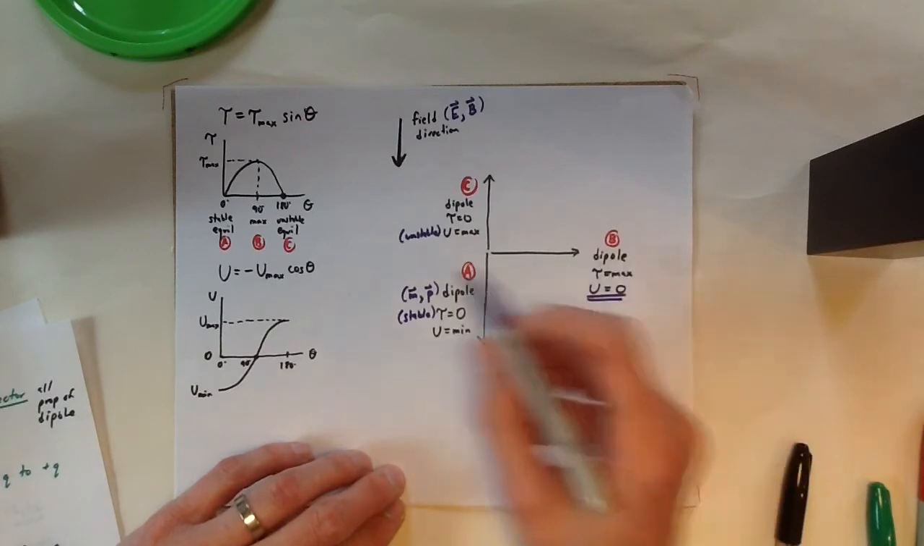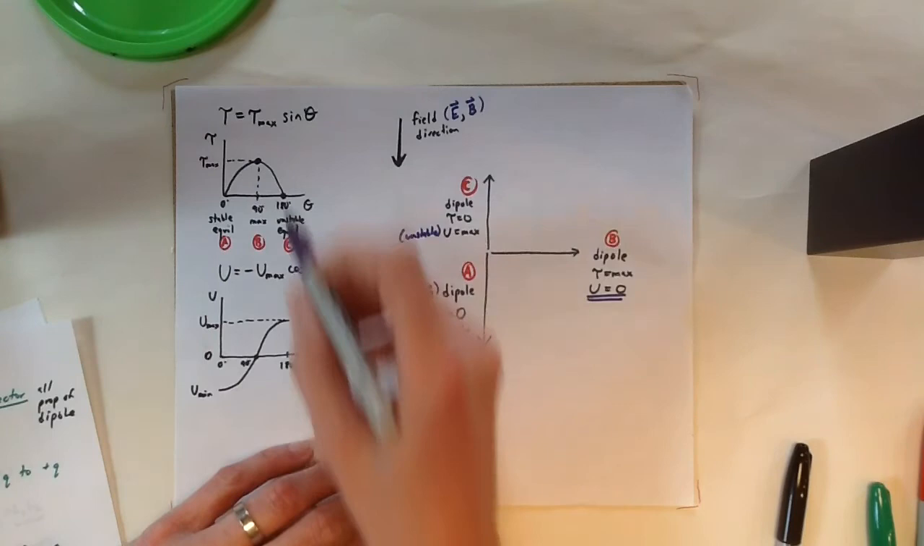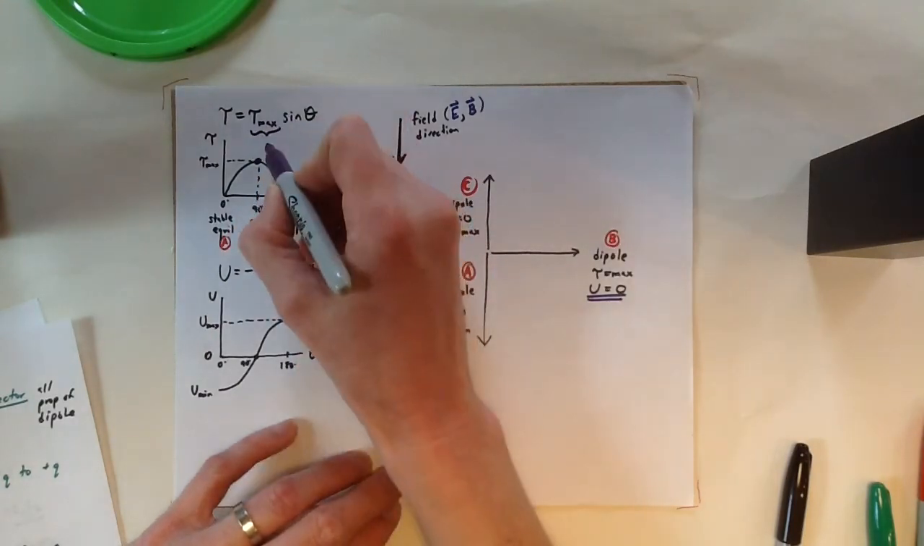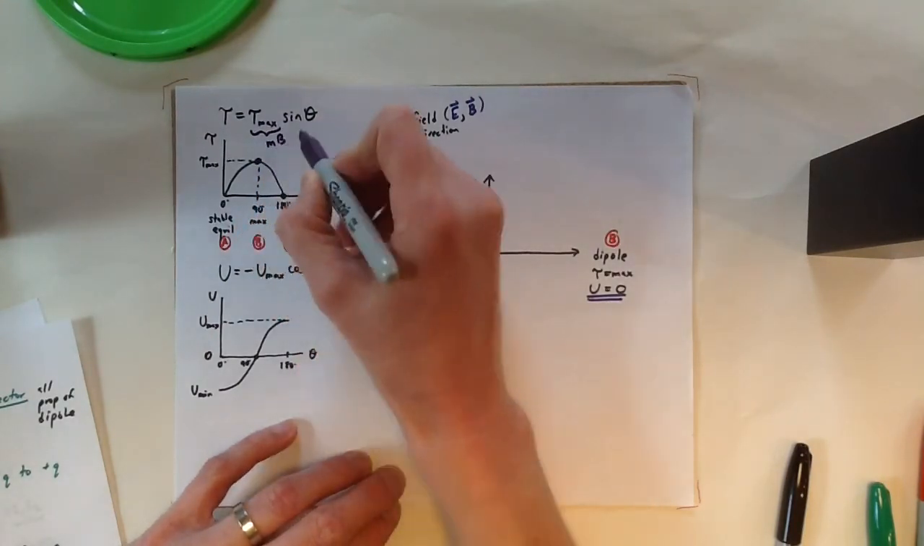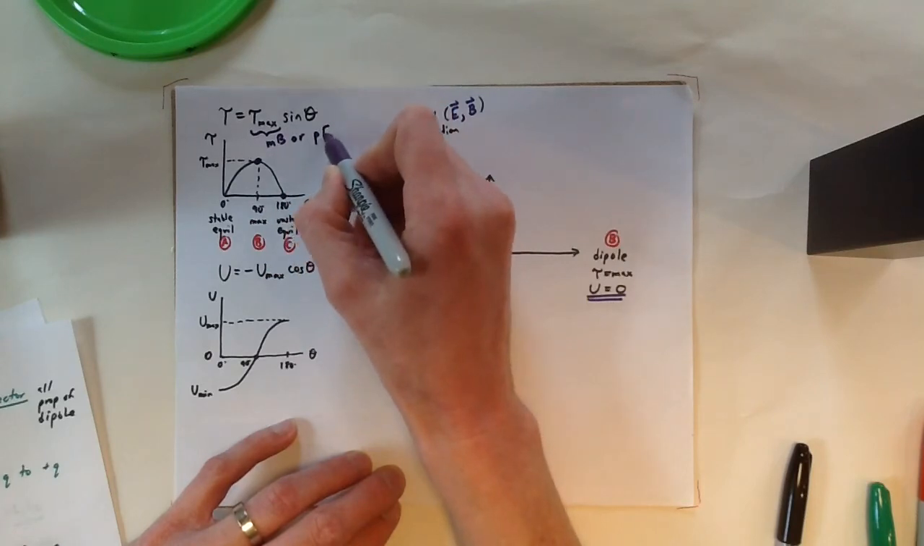And then the maximum torque here is going to be, if it's a magnetic dipole, m B, and if it's an electric dipole, it will be p E.